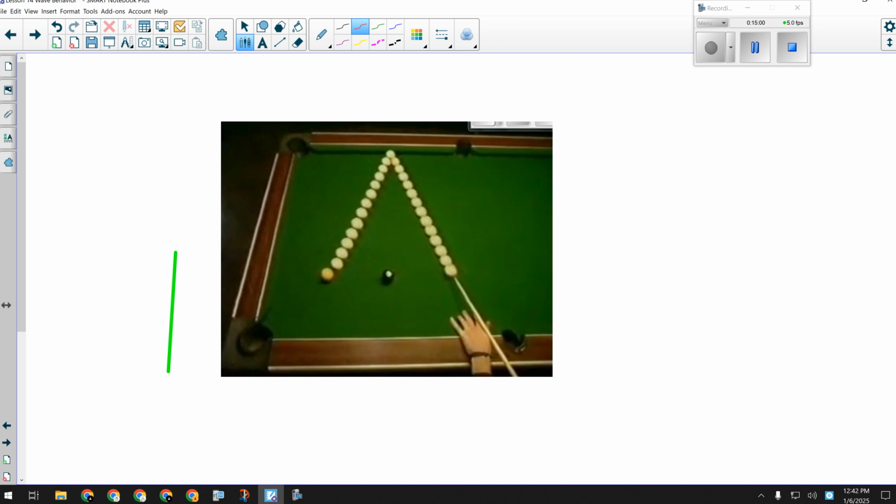But there's this physical law called the law of reflection. And the law of reflection says that anytime reflection occurs, the angle of incidence is equal to the angle of reflection. Whenever something bounces off something else, the angle of incidence and the angle of reflection are equal.